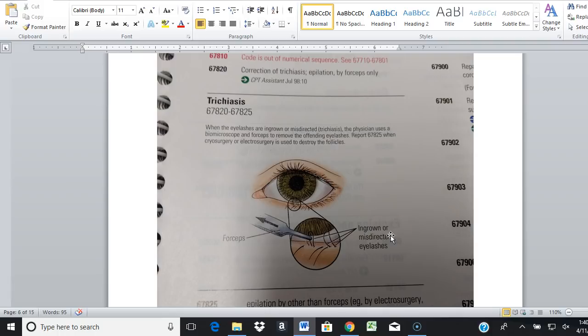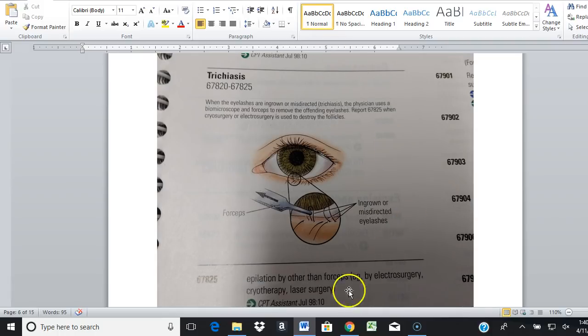So again, we have forceps, which is just pulling it out, or things like epilation, where, like it says, the physician uses a biomicroscope and forceps to remove the offending eyelashes. Then cryosurgery or electrosurgery is used to destroy the follicles. So again, if we're destroying the follicles, that's 67825. If we're just going in to remove the ingrown eyelash, then we're going to just use 67820.